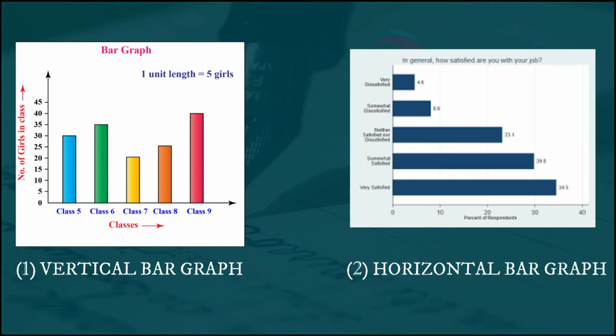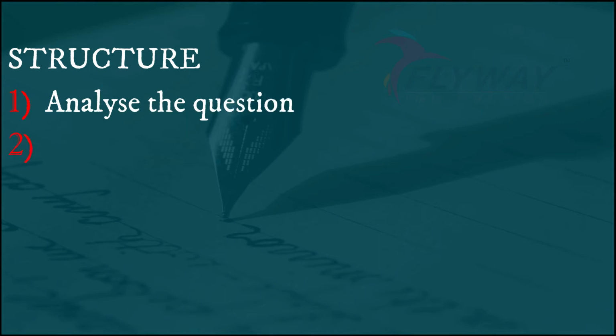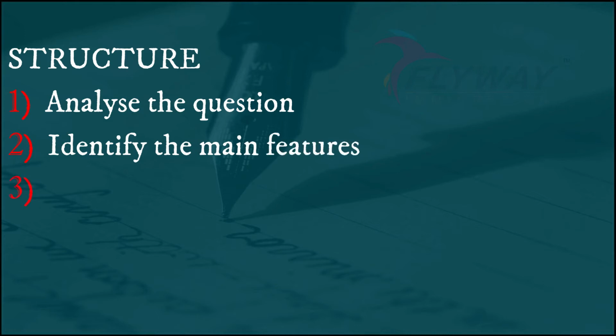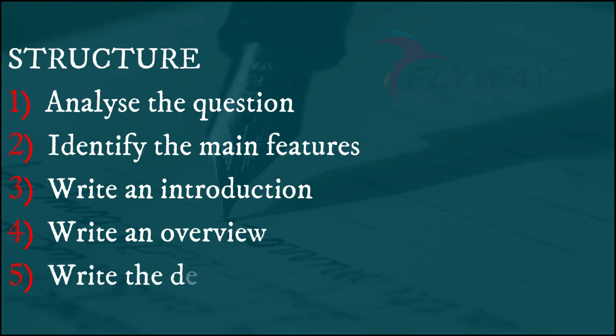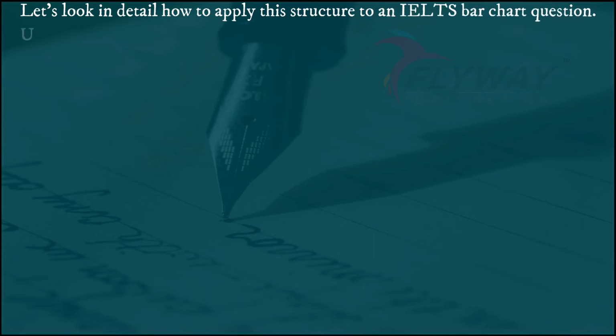To get a band 9 in IELTS Writing Task 1, you should follow this answer structure. First, you have to analyze the question. Second, identify the main features. Third, write an introduction. Fourth, write an overview. Fifth, write the details paragraphs. Let's look in detail how to apply this structure to an IELTS bar chart question.